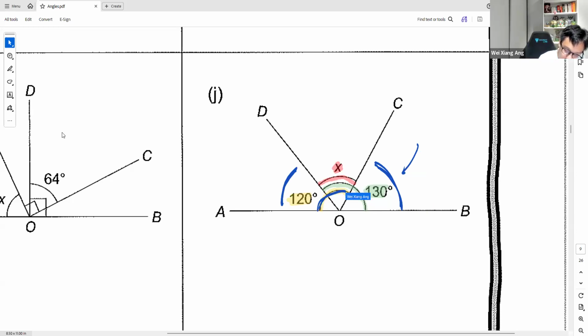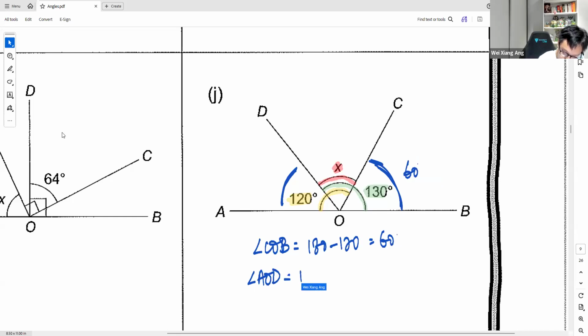You see that this yellow color angle and this blue color angle lie on the same straight line. So the one on the right, angle COB, is 180 minus 120, 60 degrees. Then you do the same thing with the left one. The left and the green color angle add up to 180. So the left one, angle AOD, is 180 minus 130, which is 50 degrees. Now you have what you want really at the start. Then to find X, you just take 180 minus 50 minus 60, which is 70.